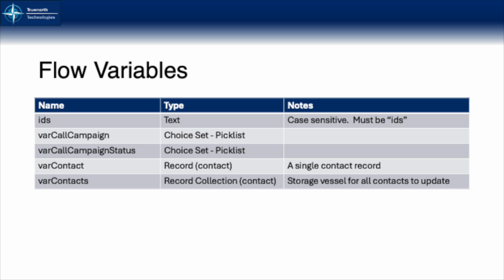So here's a list of the variables we're going to need to create in the flow. The first one is a very special one. It's called IDs, I-D-S, small case, and it's a variable that's going to be passed to the flow from the list view, and it will contain the ID of all of the subscription records that were selected. Very important one. We're going to have two choice set variables, for call and campaign status, to just represent the pick list values from the contact. We'll have a single contact record for building our contact to be updated, and then a collection of contacts called var contacts to store all of our contacts before we run our mass update.